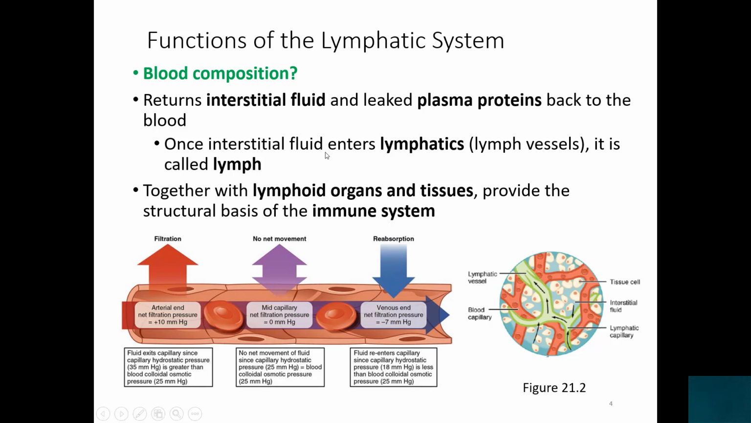So interstitial fluid goes into the lymphatic vessels, or simply lymphatics, those green vessels, and from now, it's called lymph. And together with lymphoid organs and tissues, lymphatic system provides the structural basis of the immune system.